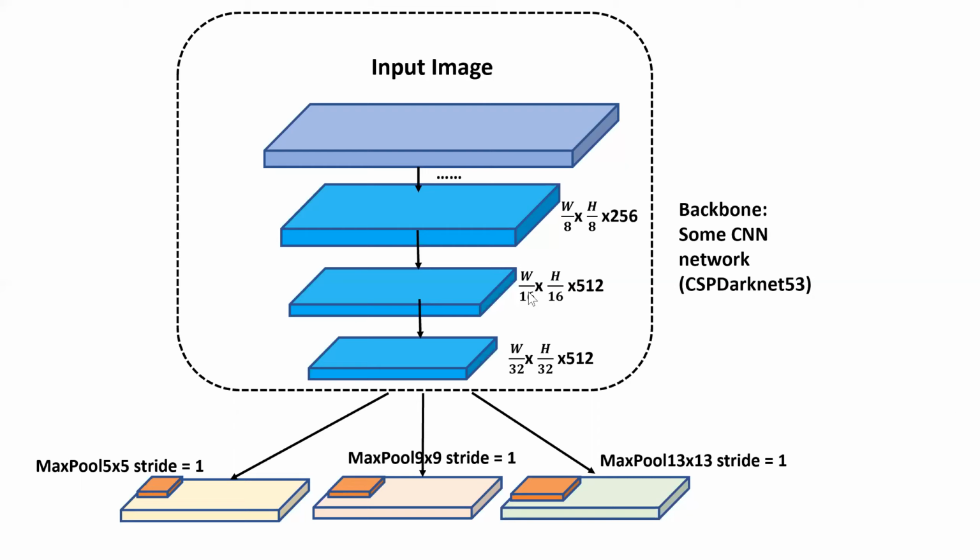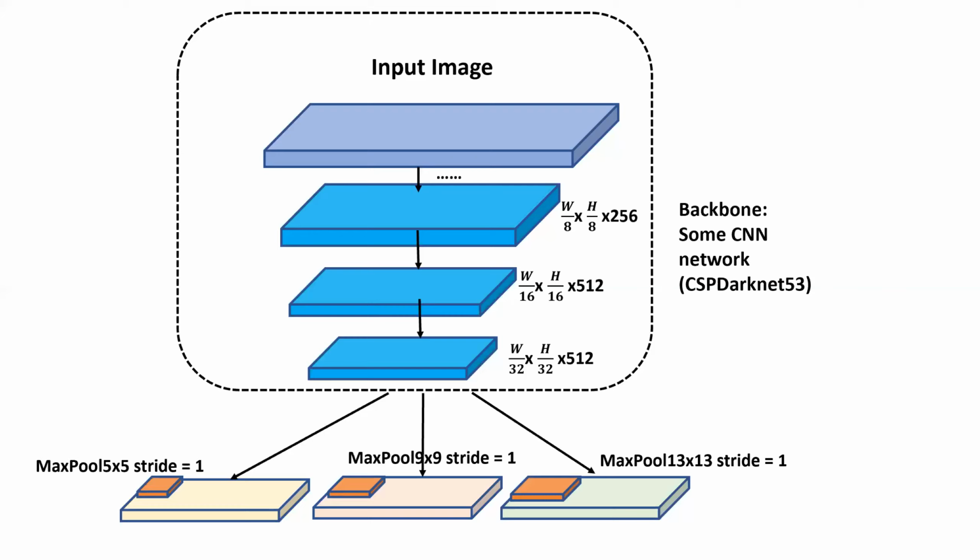Okay, so we then take the output feature map from the backbone and fit it into max pooling with different kernel sizes. So here we use max pooling 5 by 5, max pooling 9 by 9, and max pooling 13 by 13. The idea of max pooling is to only take the most important information inside the kernel. So now we have 3 different kernel sizes. That means we're extracting important information at different levels.